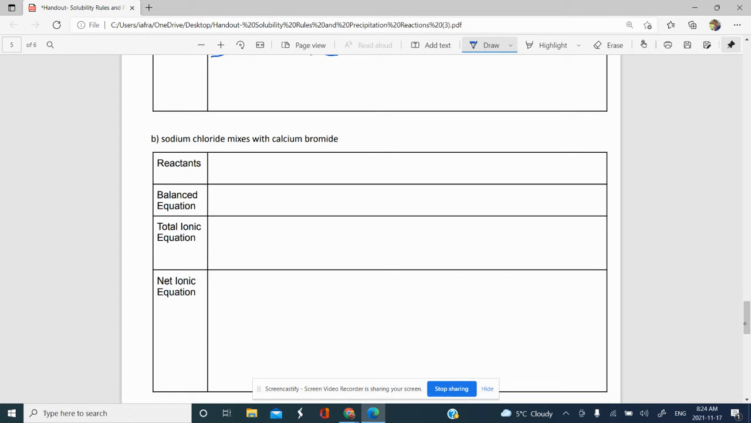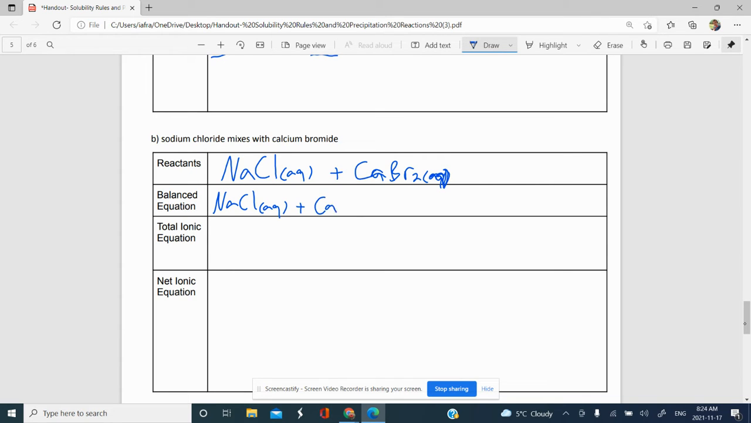So let's write out our reactants to understand sort of what's going on here. So sodium chloride is aqueous here, and we have a solution of calcium bromide as well, CaBr2. And so that requires you to remember how to do crisscrossing, of course, and that's aqueous. And so we'll write a balanced equation. So we have NaCl (aq) reacts with calcium bromide (aq).